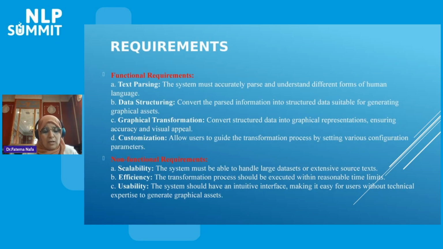Now, of course, as requirements, we have functional requirements and non-functional requirements. As pre-processing for our data, there is the text parsing, the data structure, and the graphical transformation, and then customization as well. For the non-functional requirements, we can count how effective our system is, the usability of the system, and other different non-functional requirements.